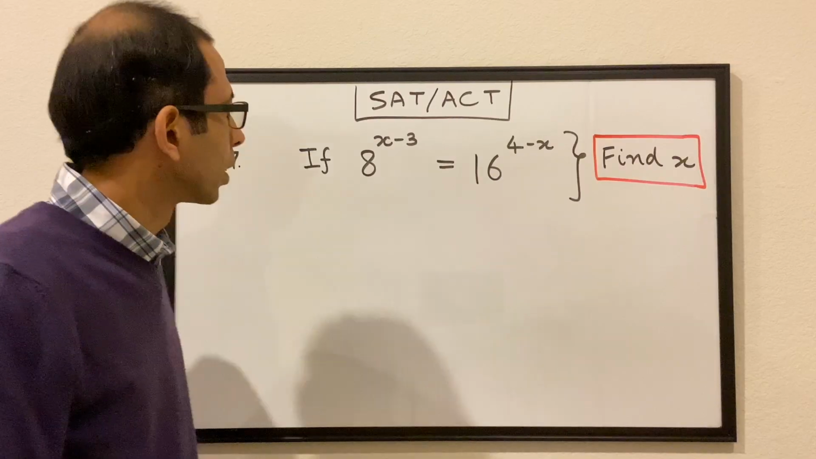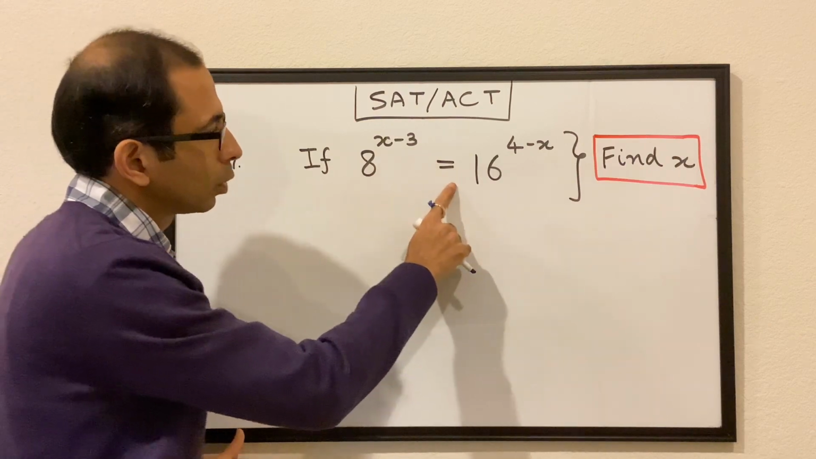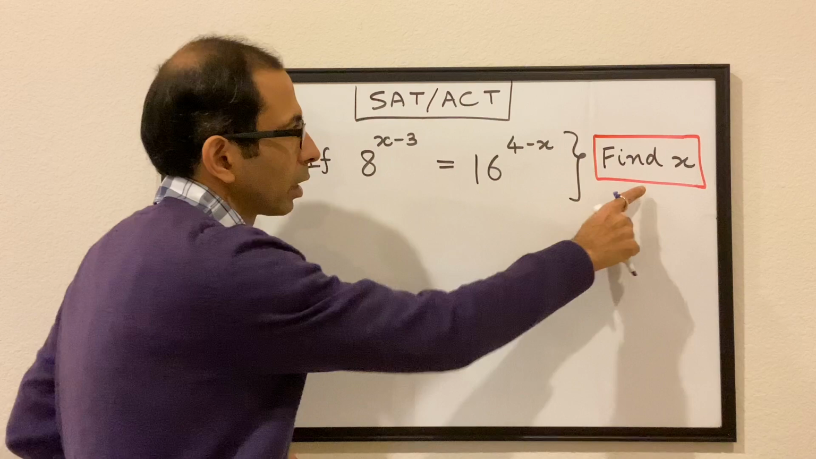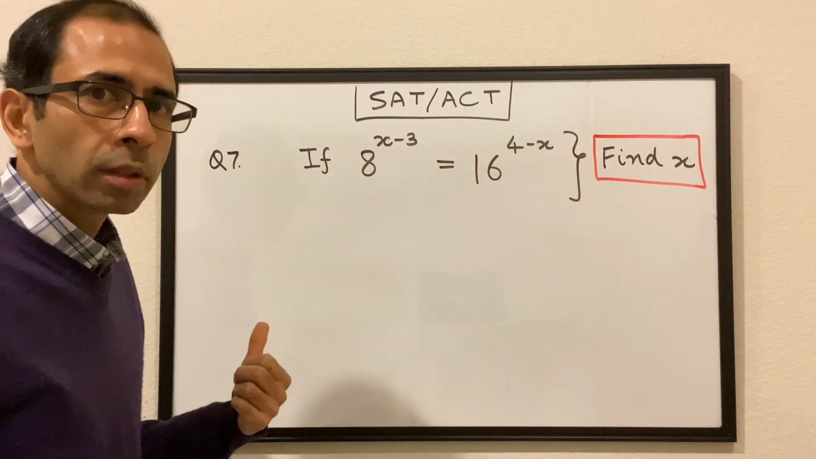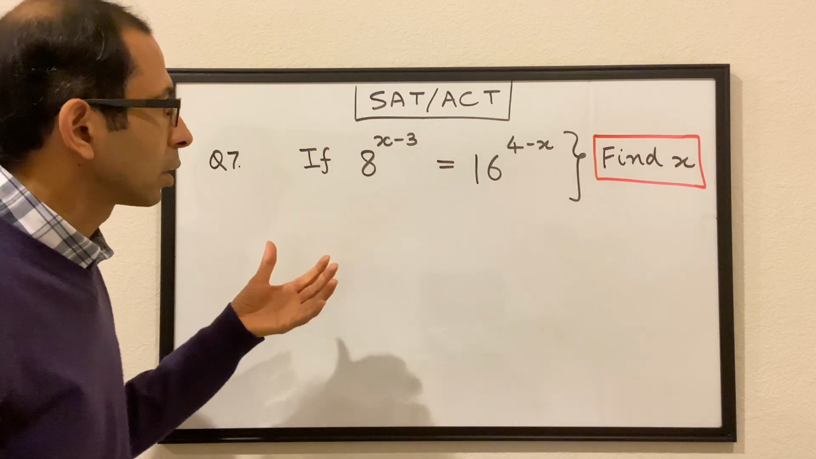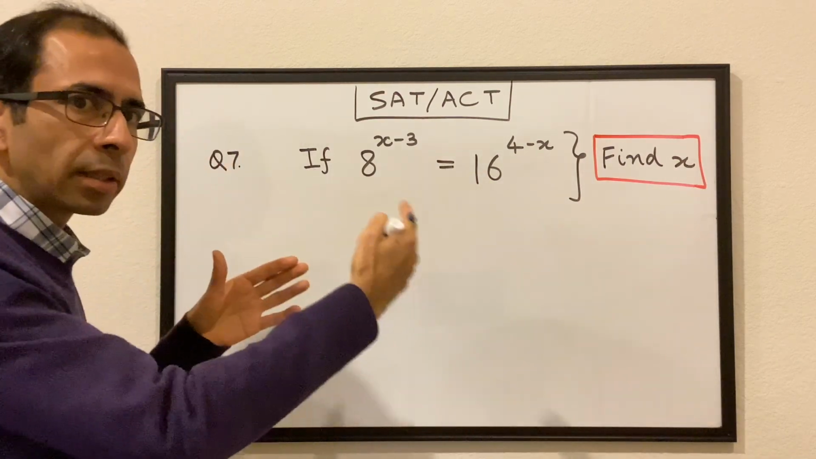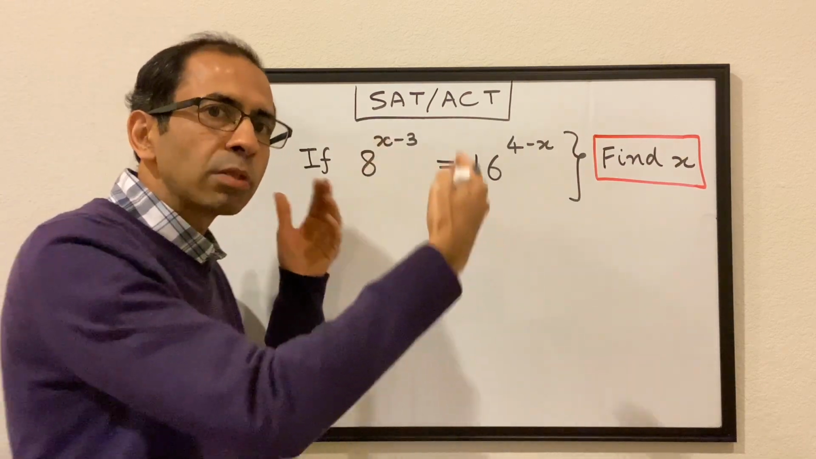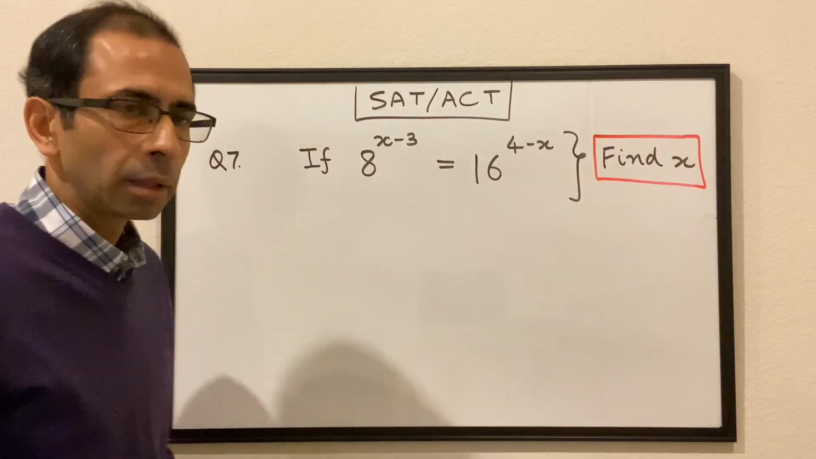Next question. If a to the power of x minus 3 is equal to 16 to the power of 4 minus x, we have to find the value of x, correct? So very similar to the last question. All we do in such types of questions is make the same bases. We make both the left side and the right side have the same base, because once the bases are the same, then their exponents will also have to be equal if the two sides have to be equal. That's the whole concept.